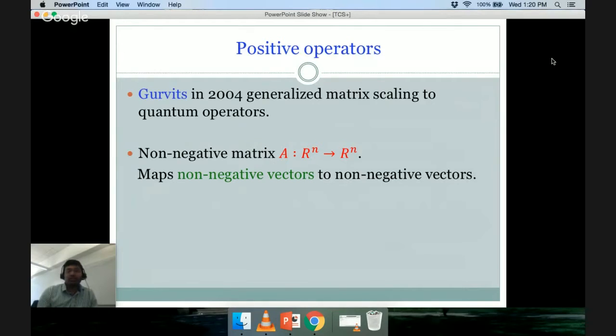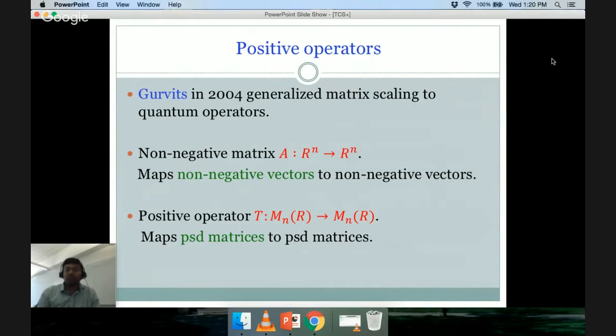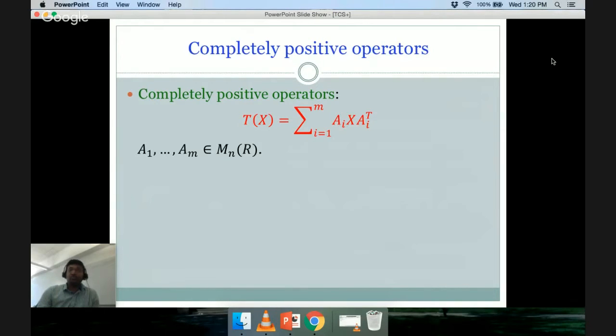Generally, when you generalize to the quantum or non-commutative setting, vectors become matrices, and non-negative vectors mean PSD matrices. So our objects of study in the non-commutative case are operators from n by n matrices to n by n matrices which preserve PSDness, mapping PSD matrices to PSD matrices. In fact, we'll study a special class called completely positive operators. I won't go into the definition, but an alternate characterization is that there are m matrices A_1 to A_m, and the action of T on X is defined as the summation of A_i X A_i transpose. Such an operator is called completely positive.